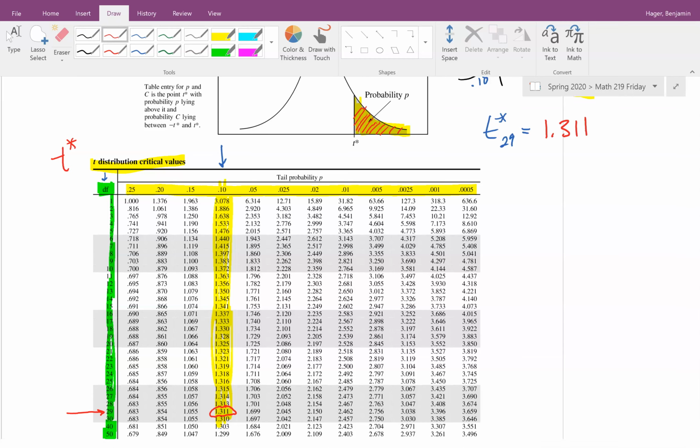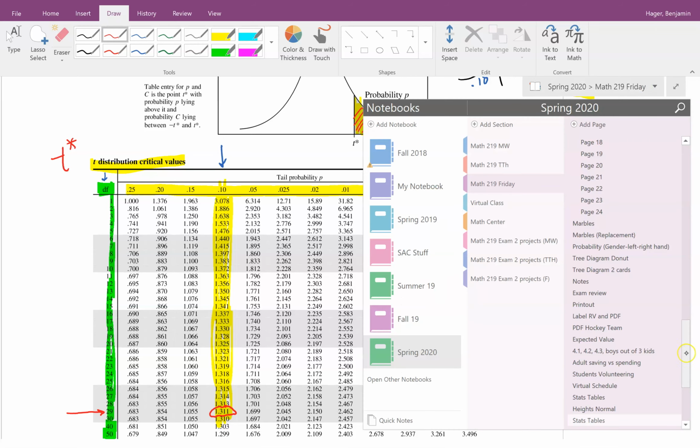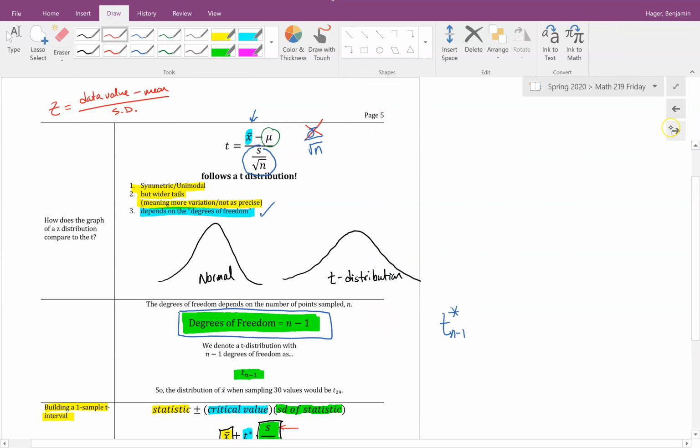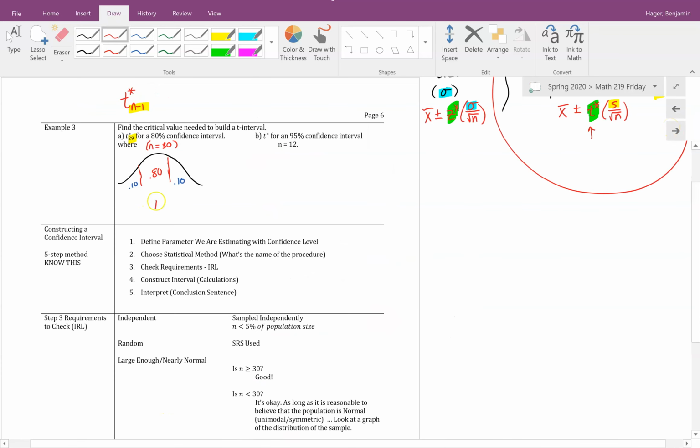So it's a little different. It just takes a couple times using it to get used to it. So let me go back to the notes real quick. Next page. So this was when 29 degrees of freedom.